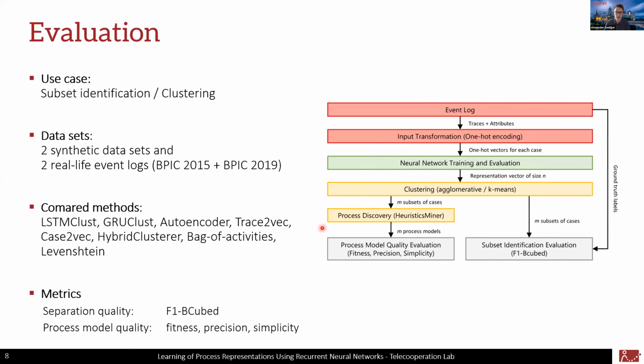And there we have a discovery algorithm, in this sense the very basic heuristics miner, which was chosen just due to performance reasons. So we can compute those models very quickly and then compare them. We still think that the comparison itself should be okay-ish, although I would say we should also try it with more advanced process discovery algorithms. And then, as I said, on the other hand, we also looked into the subset identification task, where we compared if the original clusters that were put into the synthetic event logs were consistent with the output that our approach delivered. So let's have a look at the results.